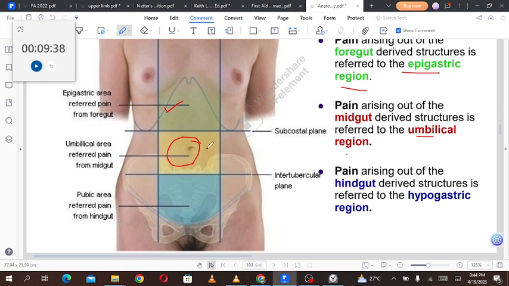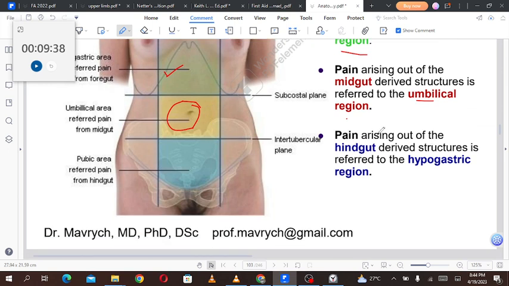The pain from that region is referred to the umbilicus, and you must remember that the appendix is a midgut derivative. So the pain from the appendix is initially felt in the umbilical area, and then when the appendix enlarges too much, the parietal peritoneum gets stretched. Due to the stretch of the parietal peritoneum, the pain is then referred to the McBurney point. So the pain is then radiating to the McBurney point over there.